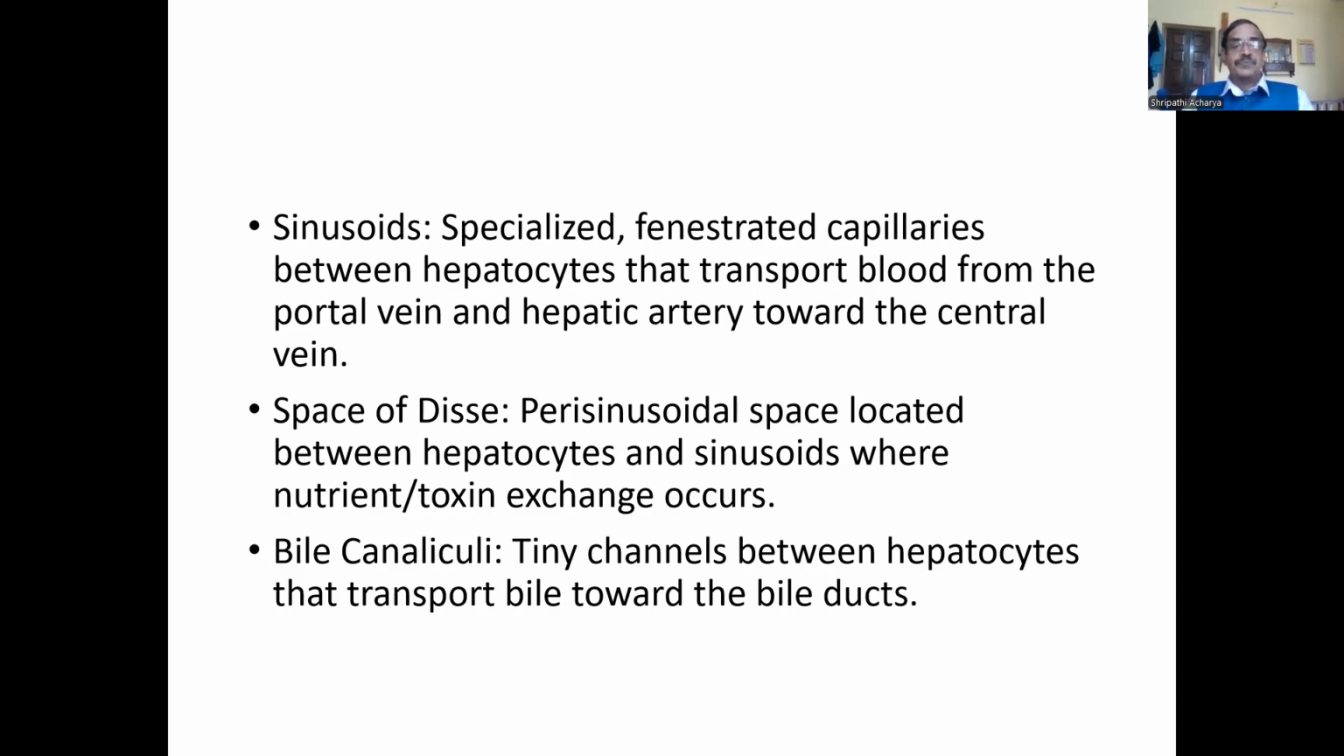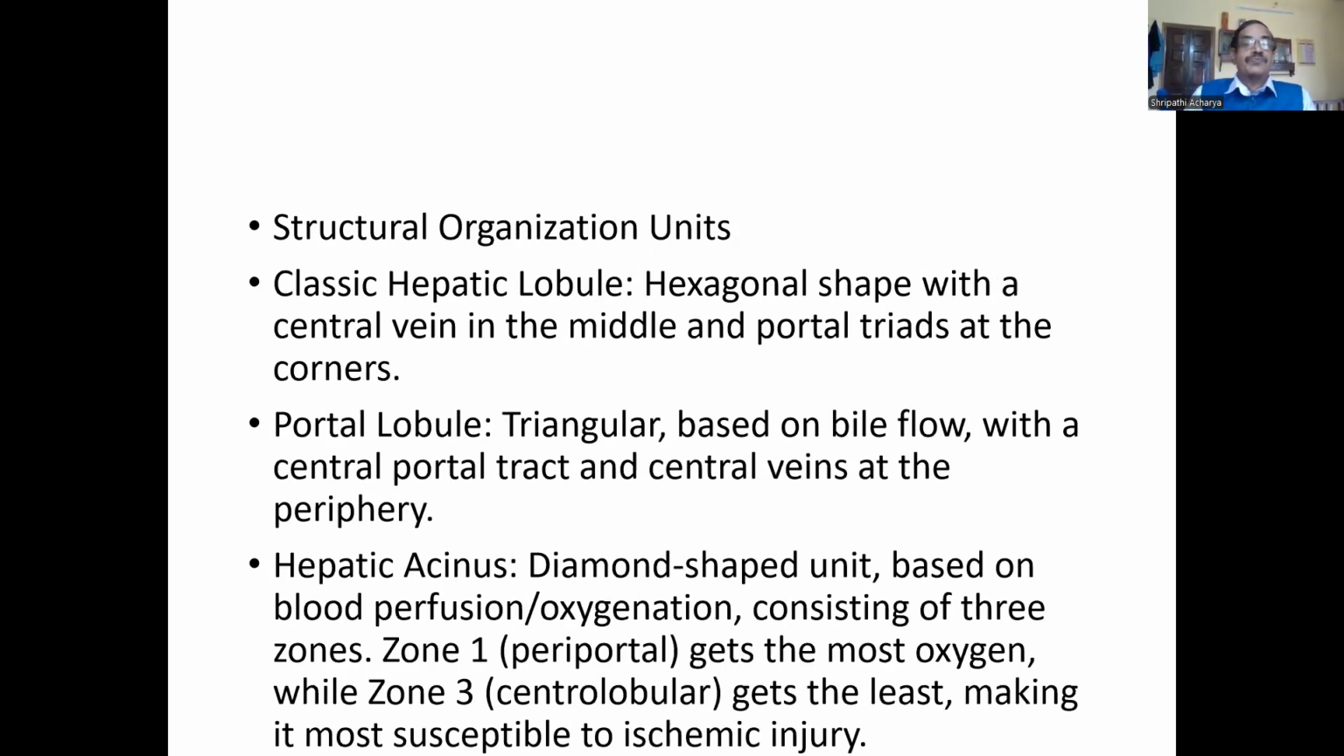Space of Disse. Perisinusoidal space located between hepatocytes and sinusoids where nutrient and toxin exchange occurs. Bile canaliculi: tiny channels between hepatocytes that transport bile toward the bile ducts. Structural organization units.